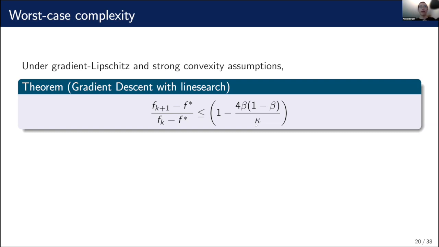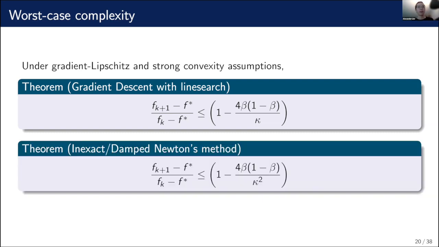Now let's take a look at Newton's method. Again, under the assumption of gradient Lipschitz and strong convexity, you have a kappa squared. Apparently, from what I've looked up online, I'm not sure how you would improve upon that. Kappa squared is worse than gradient descent, which depends on kappa. So in this sense, Newton's method is slower than the gradient method.